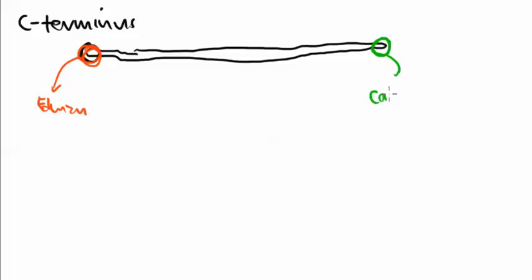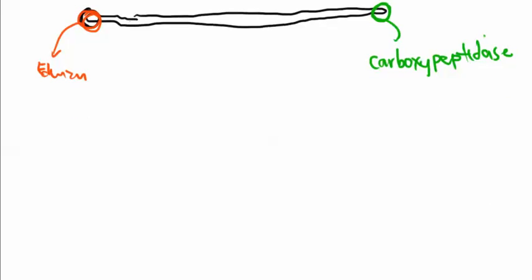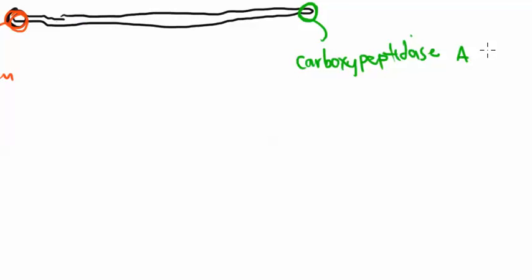carboxypeptidase. So let me spell that. Carboxypeptidase. Now, out of the carboxypeptidases, there are a couple of different ones. We're going to be focused on carboxypeptidase A. Now, carboxypeptidase A cleaves off the C-terminus amino acid as long as it is not arginine or lysine. So that's the caveat here. So this will not work if it's arginine or if it's lysine.